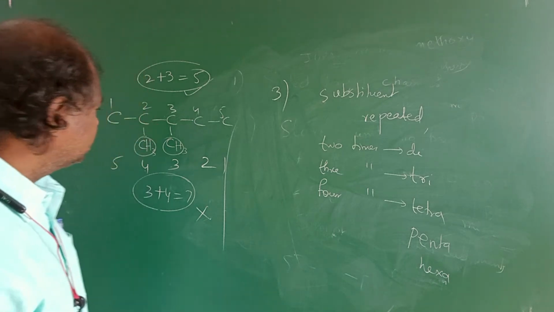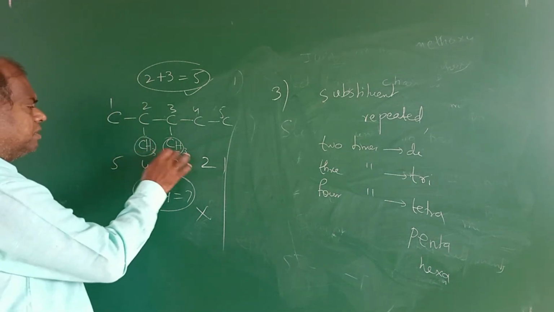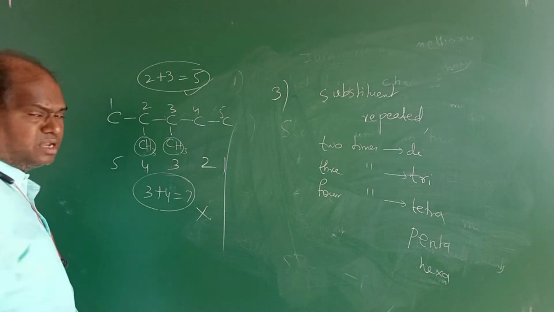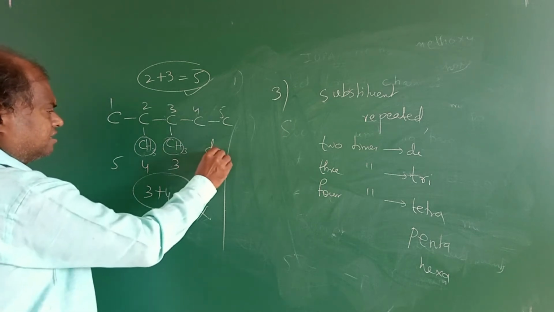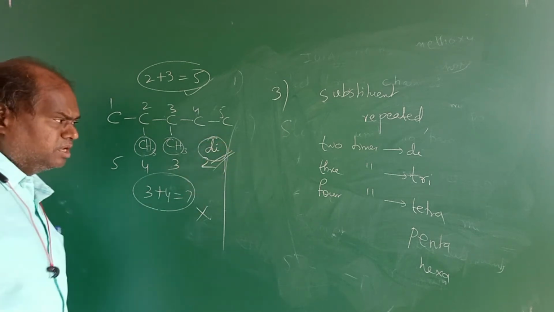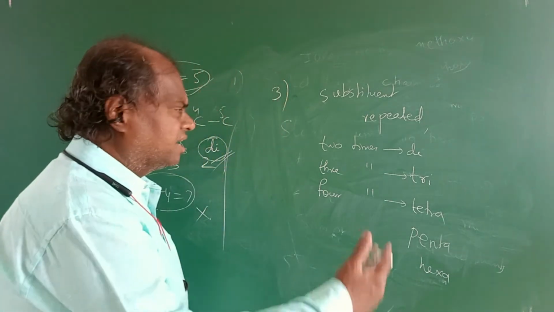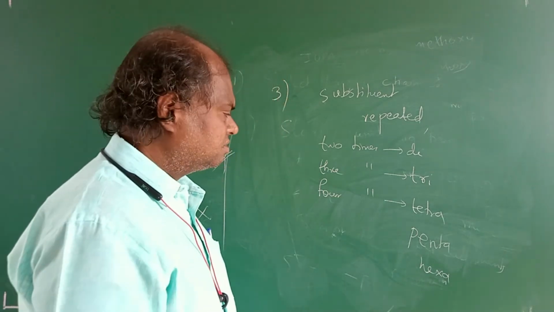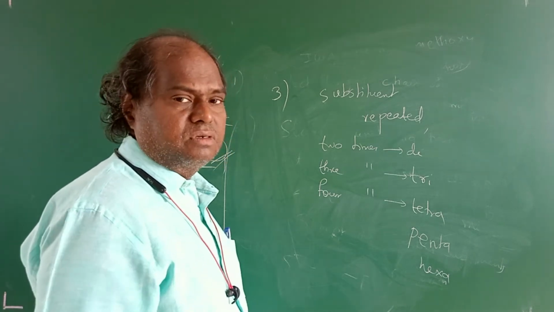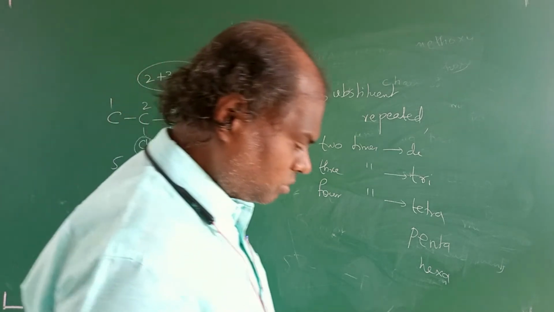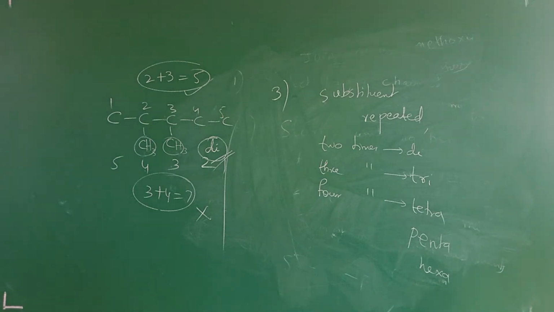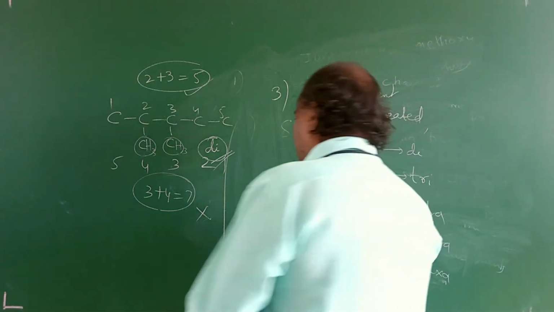Fine. Like for example, student, here you see these two are repeated 2 times. Can you see CH3, CH3 again and again? So we can use a word here, di. So you need not write again and again. You can use di, tri, tetra, penta, hexa, right? Is that clear? Yes. So students, if you know these rules, you can do it.